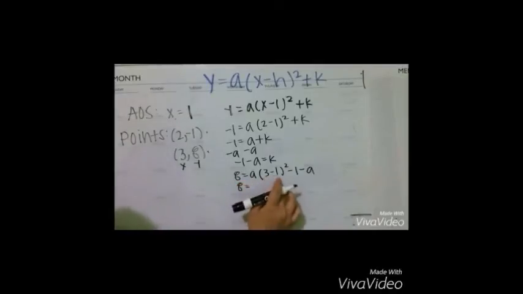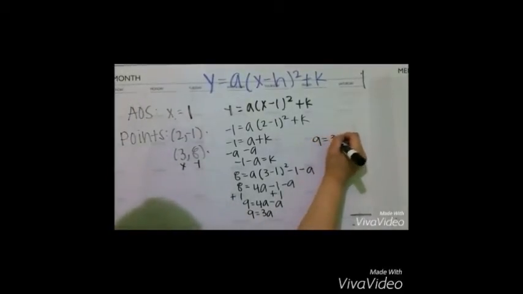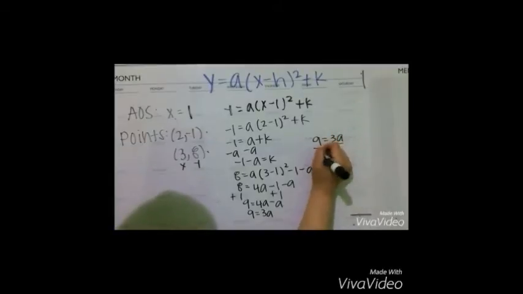8 equals a times (3 minus 1, which is 2), 2 squared equals 4. So it would be 4a minus 1 minus a. And then you would add 1 here because the constant is on this side. So it would be 9 equals 4a minus a. And 4a minus a equals 3a, so it would be 9 equals 3a. And now since we're trying to find a, we divide by 3 on both sides. So 3 would equal a.